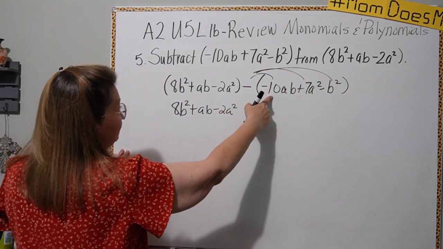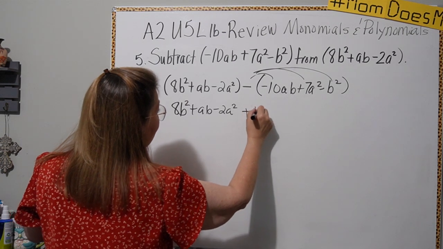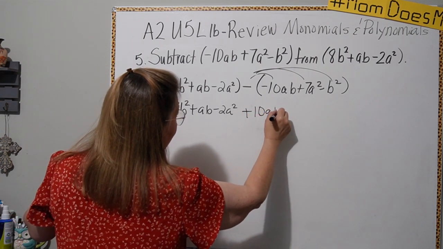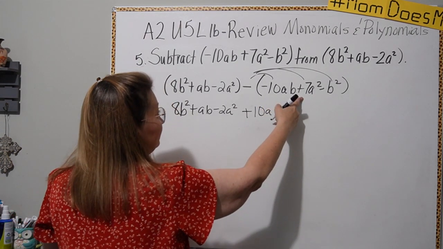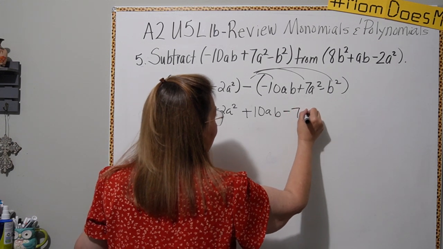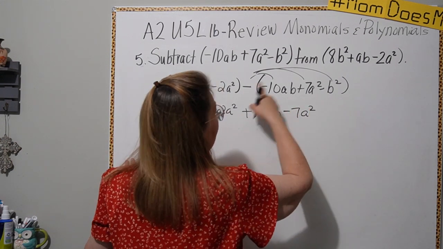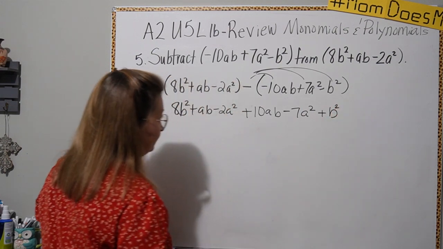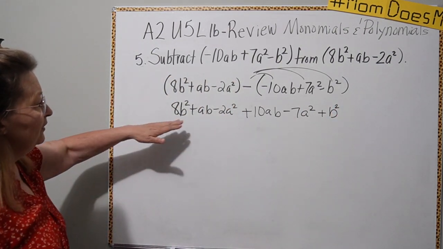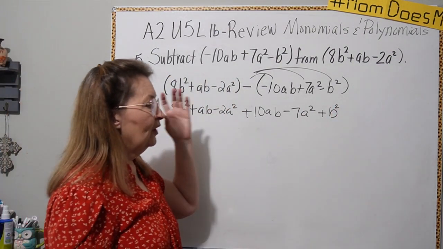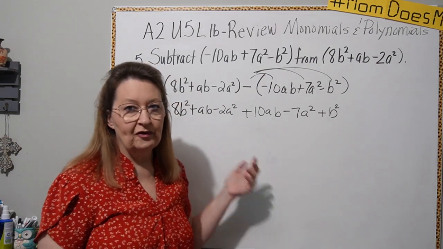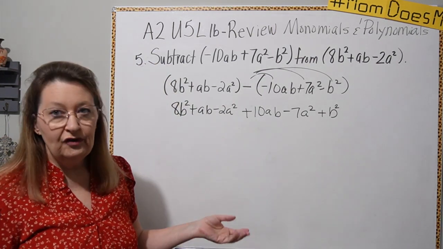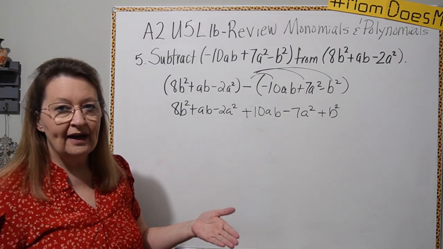So minus times negative 10 is going to be positive 10ab. And minus times positive 7a squared is going to be negative 7a to the second. Minus times negative b squared is positive b squared. All right. Now, when you put things in order, as we said, you want to go in descending order according to exponents. So what if there's more than one letter? Then you go in alphabetical order until you run out of that letter.